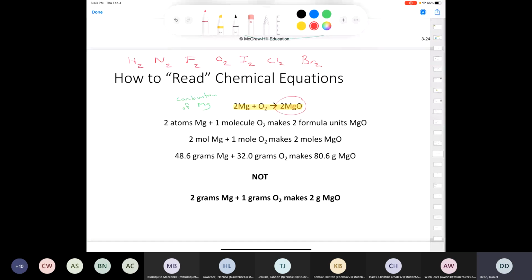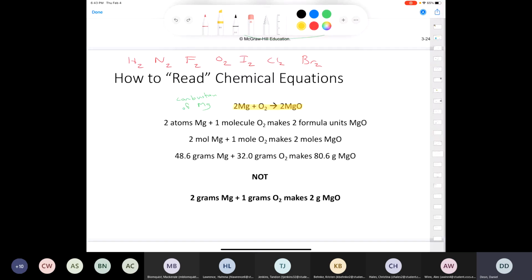And we make 2 formula units. Why is it called a formula unit and not a molecule? Because magnesium oxide is ionic, isn't it? Okay, it's comprised of magnesium, a metal, and oxygen, a nonmetal. Another way we could read it is we could say, okay, well, 2 moles of magnesium combined with 1 mole of O2 to make 2 moles of magnesium oxide.